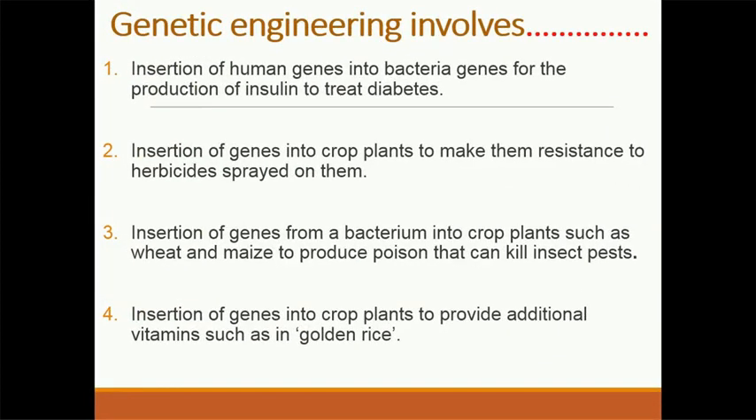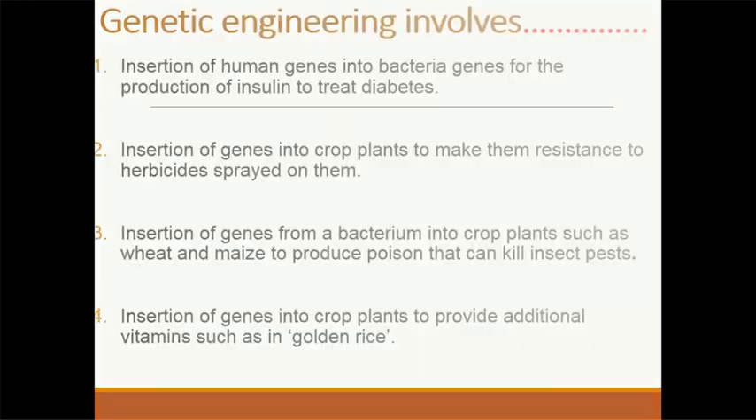Genetic engineering involves: 1. Insertion of human genes into bacterial genes for the production of insulin to treat the disease condition known as diabetes. 2. Insertion of genes into crop plants to make them resistant to herbicides sprayed on them. 3. Insertion of genes from a bacterium into crop plants such as wheat and maize to produce poison that can kill insect pests. And number 4. Insertion of genes into crop plants to provide additional vitamins such as seen in golden rice plants.